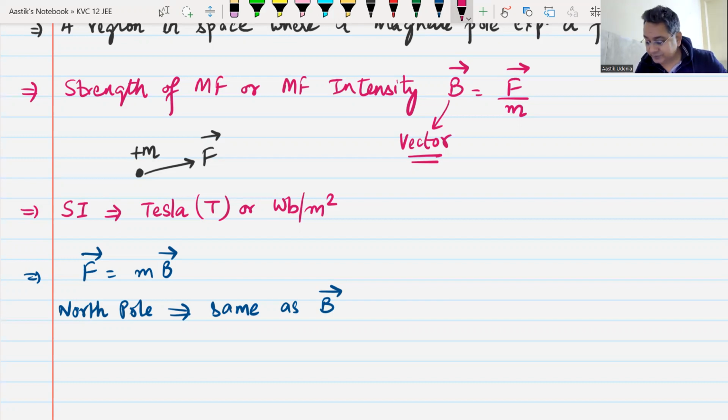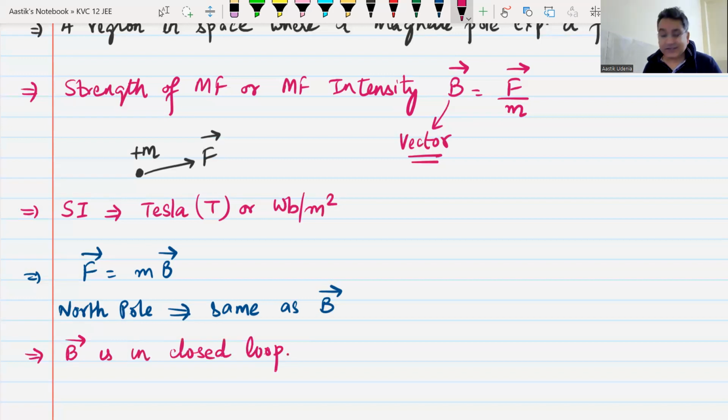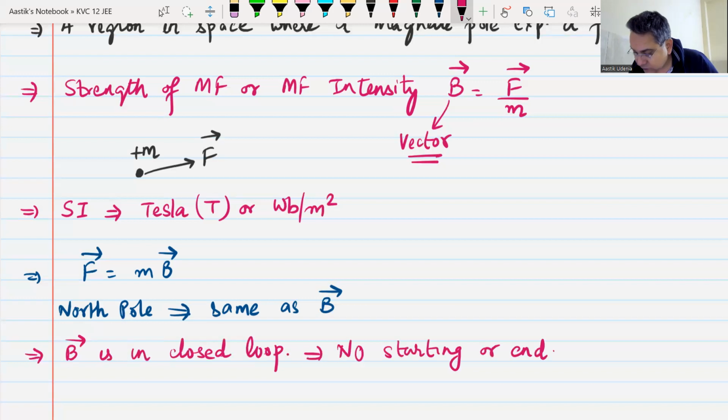But magnetic field does not have a starting point, does not have an end point. Magnetic field B is in closed loops. No starting point or end point. Magnetic field is in closed loop. It does not have a starting point. It does not have an end point. This is one way of saying it.